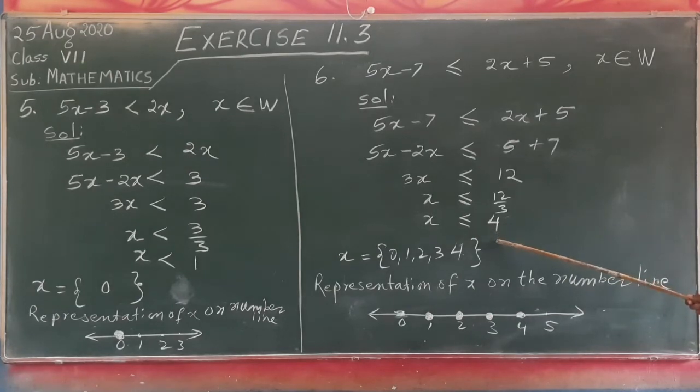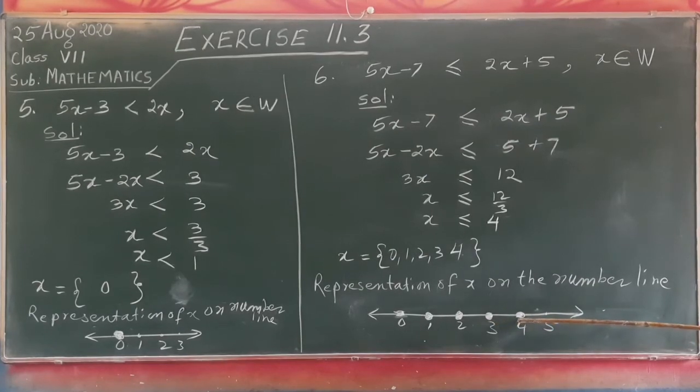So what will be the solution set? Since x is a whole number, it will begin from 0. So 0, 1, 2, 3, 4 are the required values of x. Now let's represent it on the number line. 0, 1, 2, 3, 4 are darkened, others are not darkened in the number line.